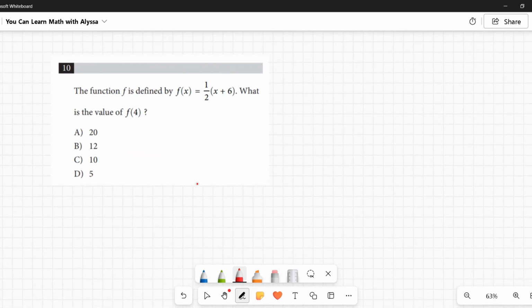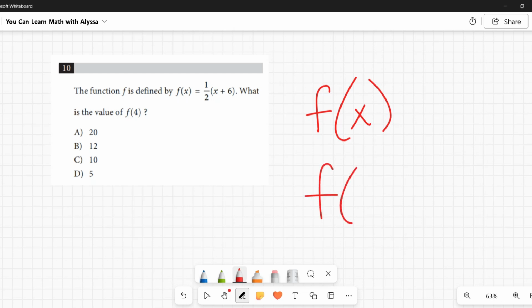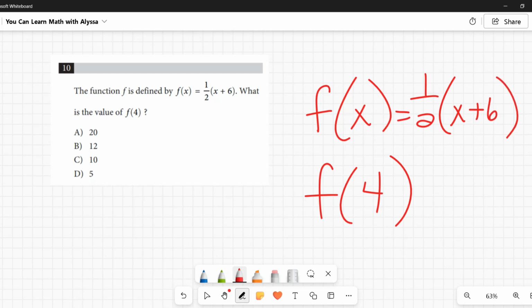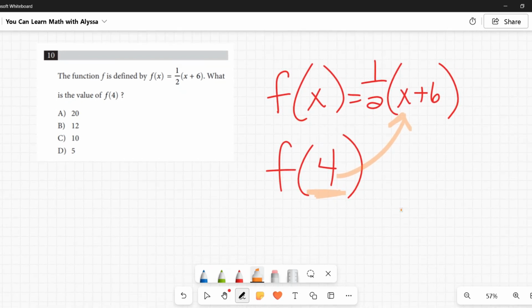10. The function f is defined by f of x equals 1/2 times x plus 6. What is the value of f of 4? When we have a function that is f of x, and we're asked what is f of a number, in this case 4, what they're saying is take your original function, take that 4, and everywhere there's an x, plug it in, and then do all the math. Well, in this case, there's only one x, so we only have to plug in at one point. Plug in that 4.